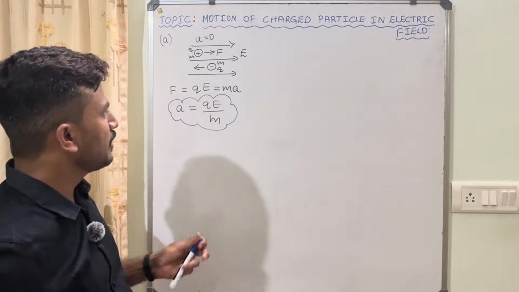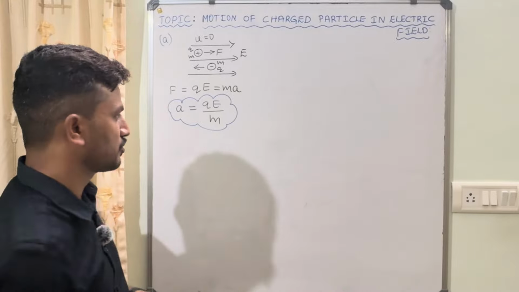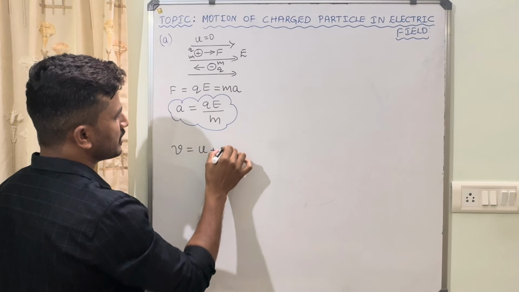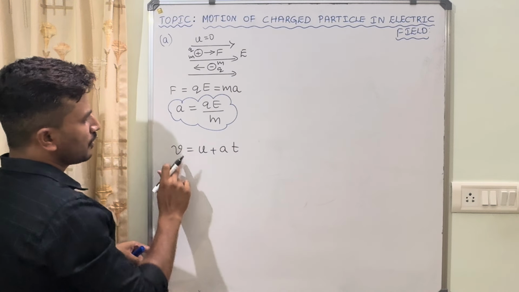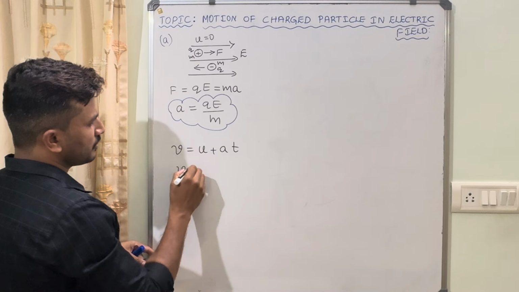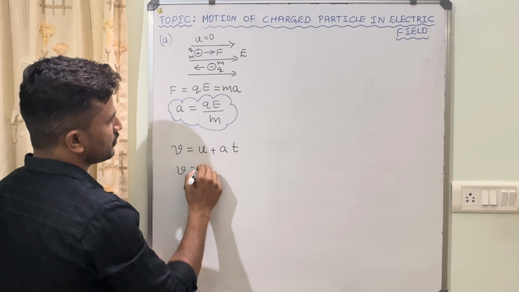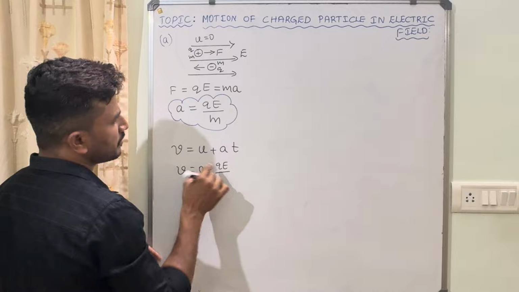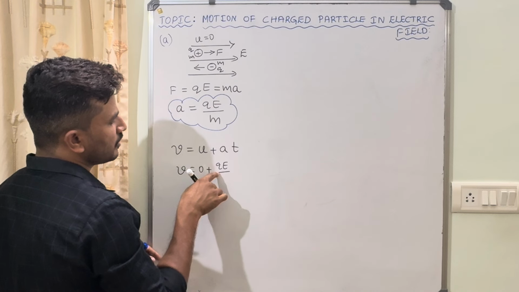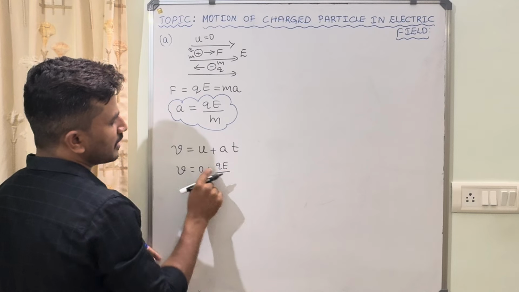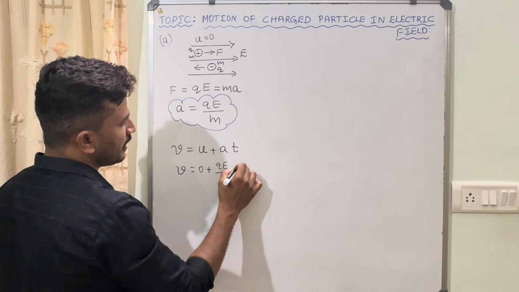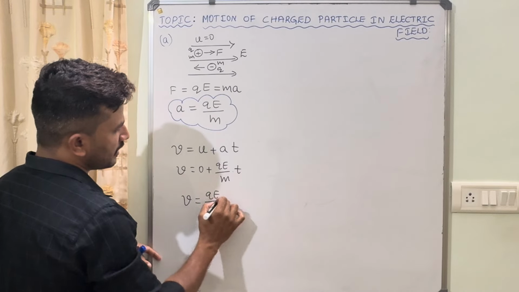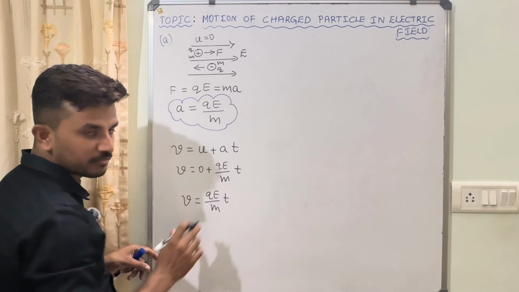Now, if I apply this to equations of motion, we have V is equal to U plus AT. So, what is U? Initial velocity is 0, A is QE by m. If it is an electron, you can write minus E. If it is a positive charge of magnitude E, you can write EE by m into T. So, velocity is given by QE by m in terms of time.